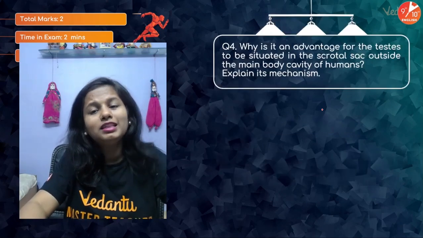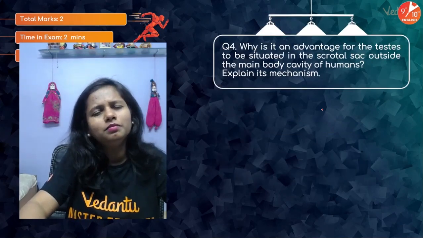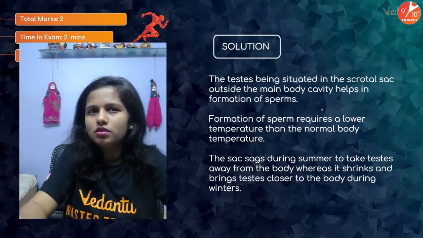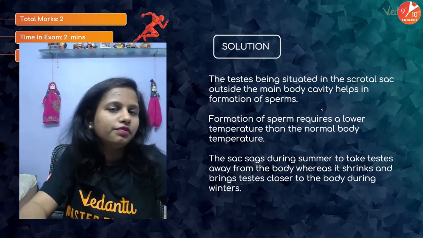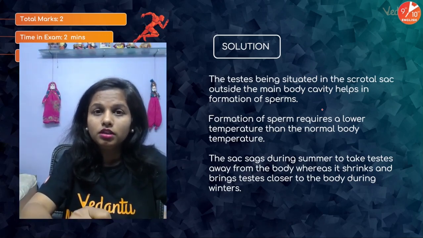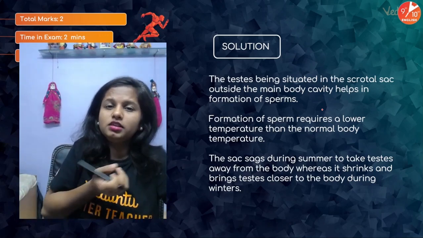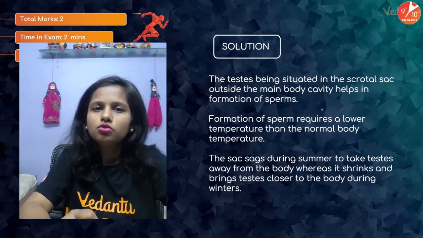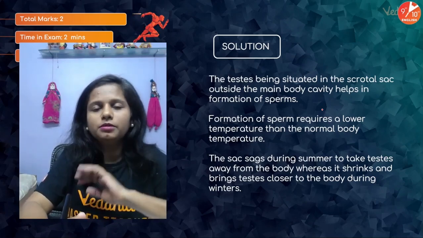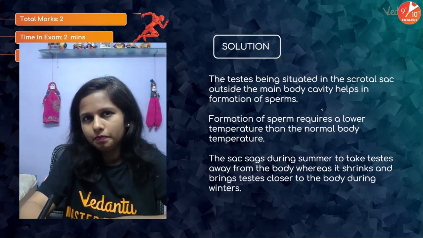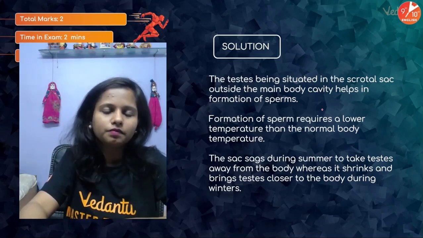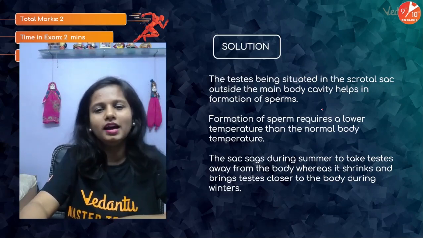Now explain the mechanism. What is the mechanism? The scrotal sac sags during summers, taking the testis away from the body, away from the heat. Then in winters it shrinks and brings the testicles closer to the body so that the warmth of the body helps in maintaining the optimum temperature. So this is how thermoregulation is maintained by the scrotal sac. Okay, this is the answer.